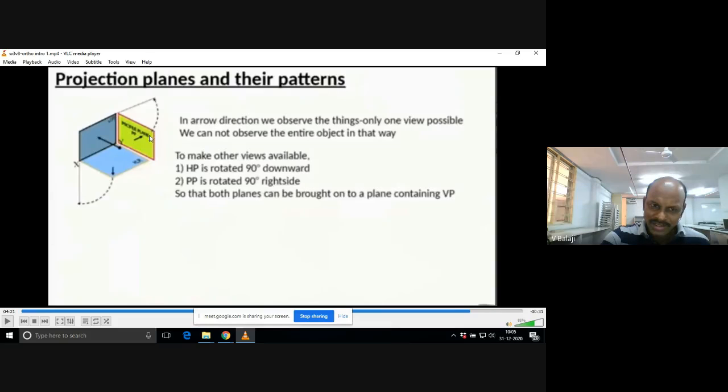Now, actually, these three reference planes are perpendicular to each other. Yes or no? Let us assume this vertical plane is one drawing sheet, horizontal plane is another drawing sheet, profile plane is another drawing sheet. You are having so many drawing sheets, right? I'm telling, okay, a piece of paper.